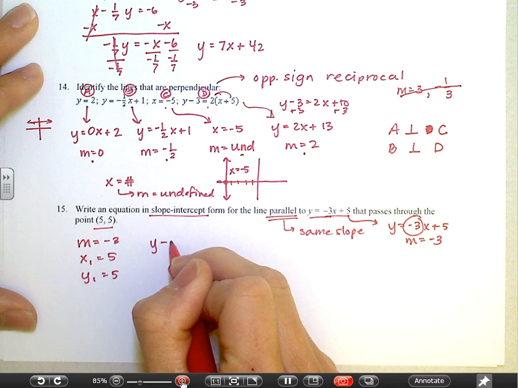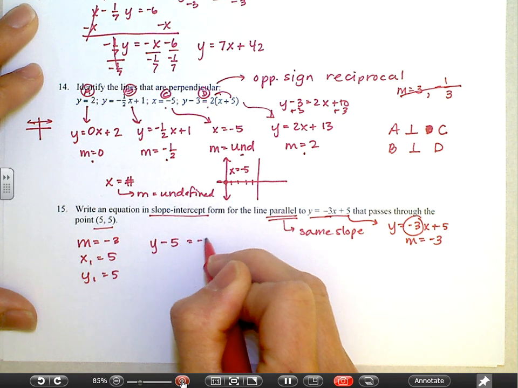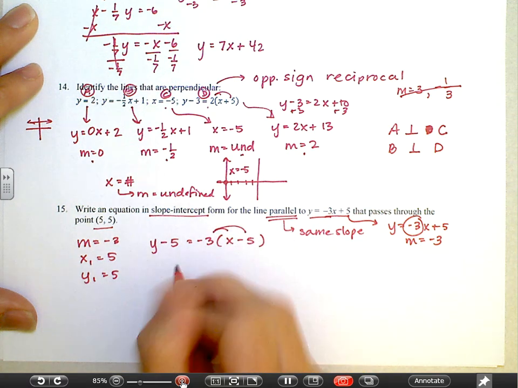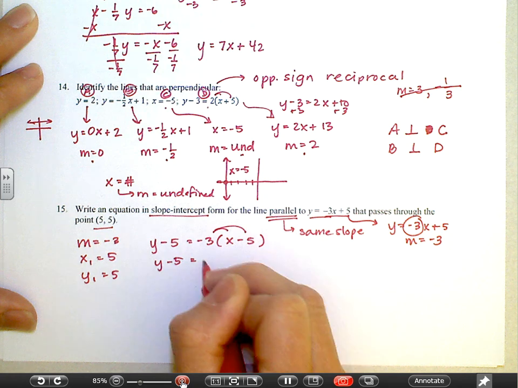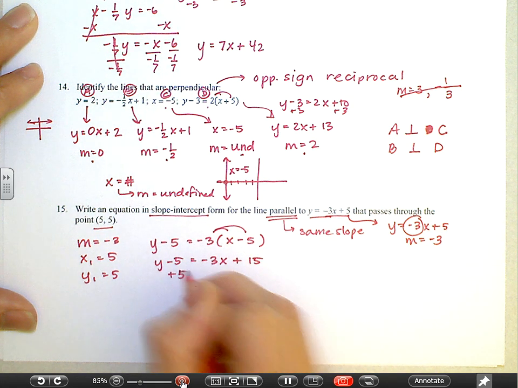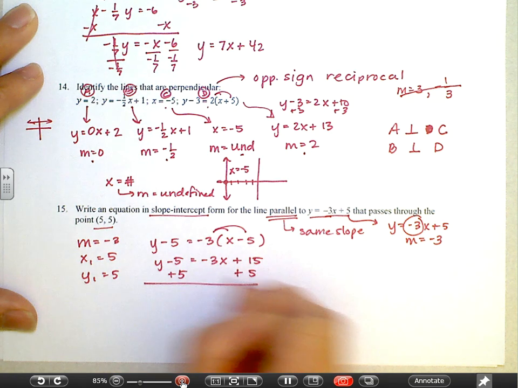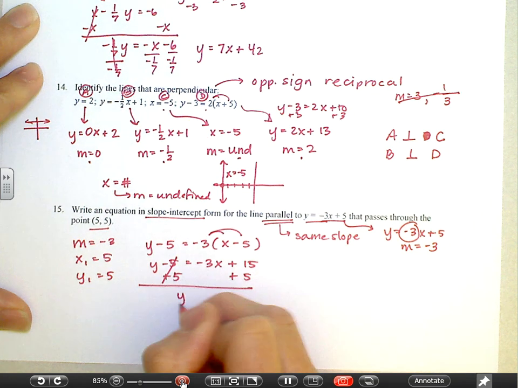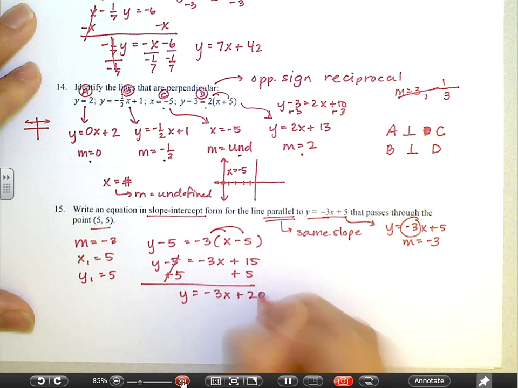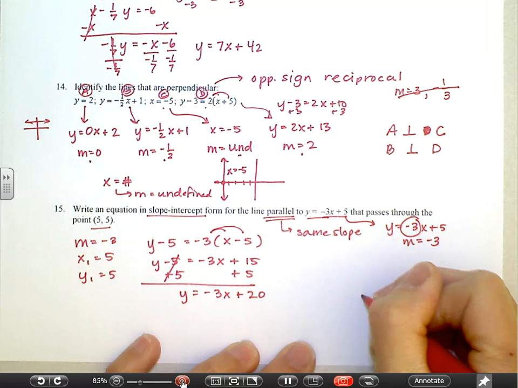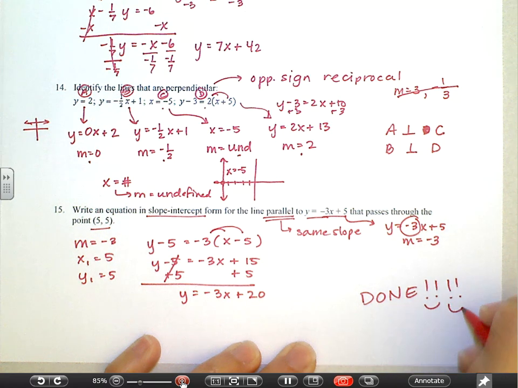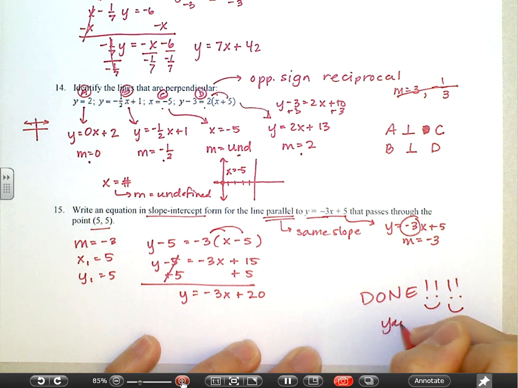So y minus 5 equals -3 times x minus 5. Y minus 5 equals -3x plus 15. Then I'm going to add 5 to both sides. And I get y equals -3x plus 20. And we are done. Yay. That took a long time.